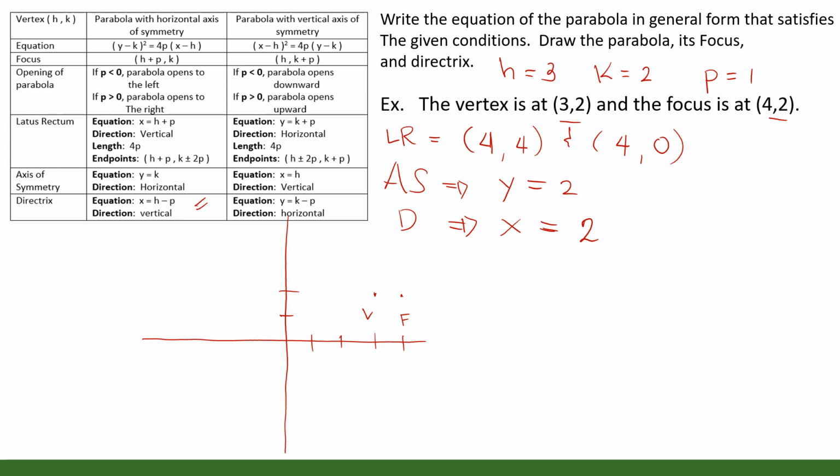Okay? Now, we said the ends of the latus rectum are (4, 4) and (4, 0). Here is (4, 4). And then the other is at (4, 0). So here is (4, 0). Connecting the points passing through the focus, this will be our latus rectum. And then from the vertex, draw the graph smoothly.